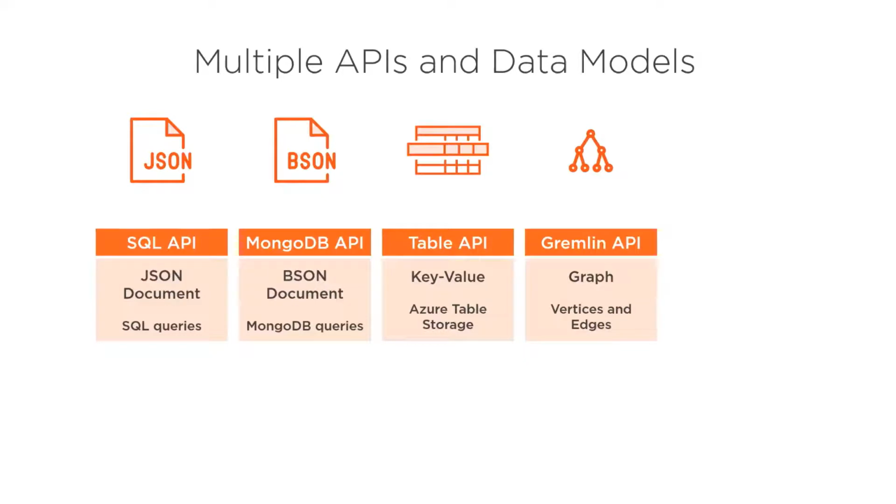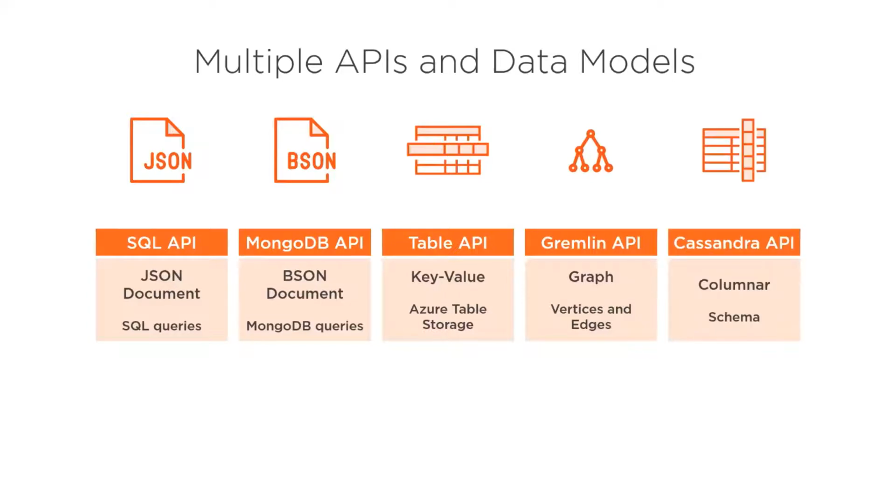The Gremlin API is so far the only really interesting alternative to the SQL API because it gives you a graph data model, which we could have a session on unto itself. That makes it very easy to traverse interconnected relationships between vertices and edges, as they're called, which are just fancy names for entities and relationships, respectively.